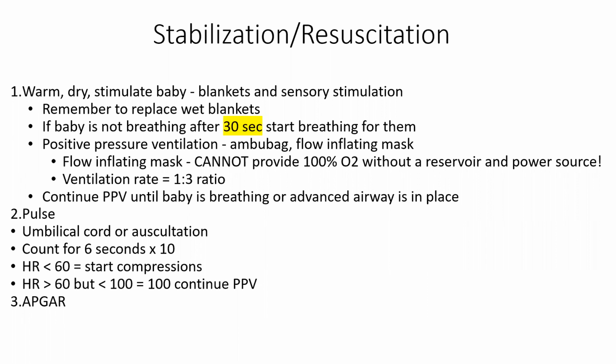The heart rate less than 60, we're starting compressions. The heart rate more than 60 but less than 100, we're going to continue positive pressure ventilation. And I believe I had misspoke on last week's. So this is the criteria, but it's correct. I think I might have said 100 would be compressions, but that's what this is here. So less than 60, we're doing compressions; more than 60 and less than 100, positive pressure ventilation to give them more oxygen, pretty much. And of course, the APGAR score.